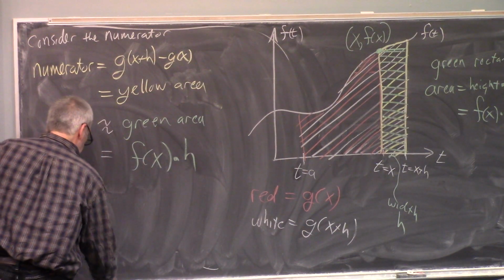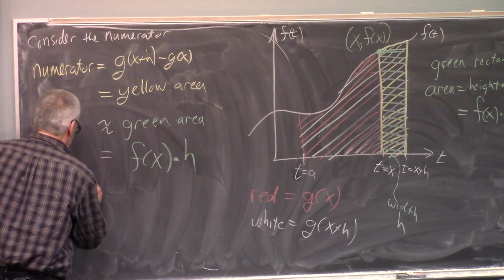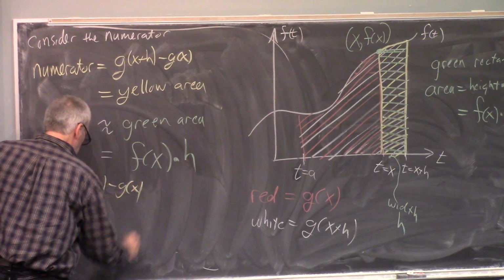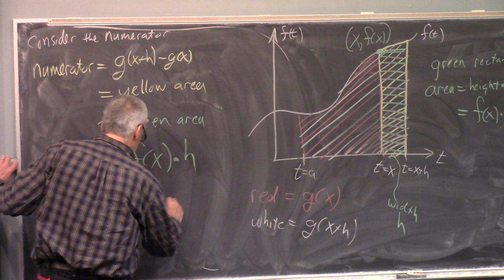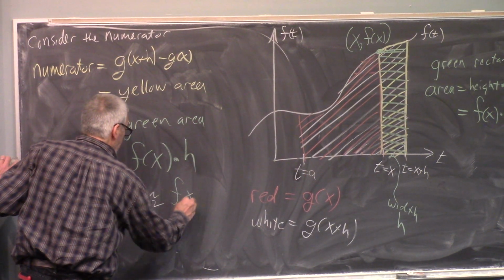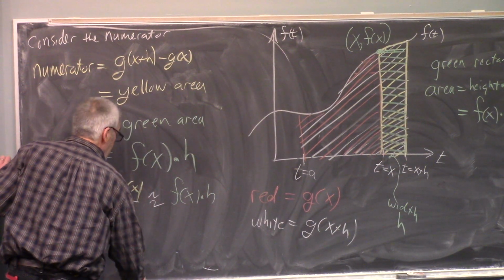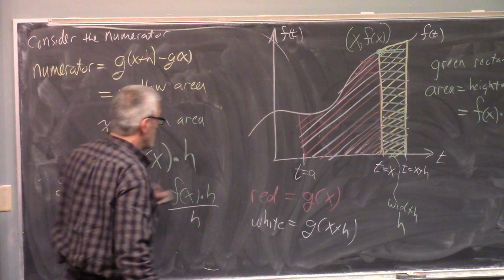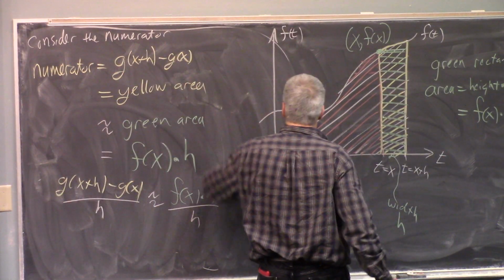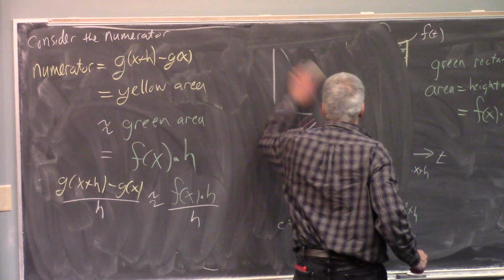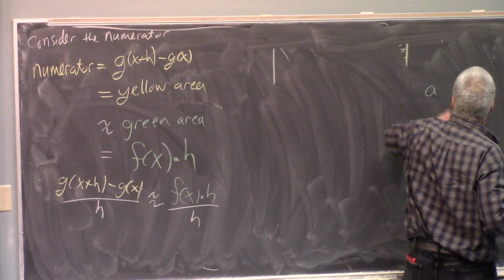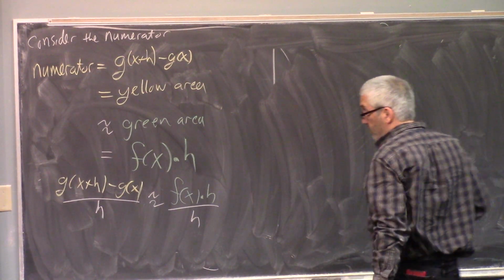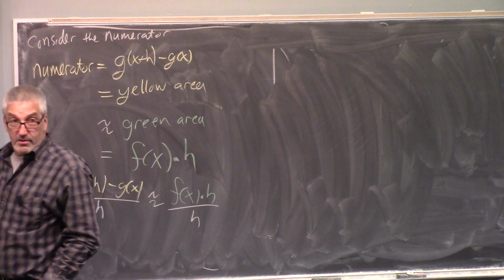So we get that g of x plus h minus g of x, all of that divided by h is going to be approximately equal to f of x times h, that green thing, divided by h. Now that ratio, it looks like you could cancel h, but we have to make sure we know that h is not 0. Well, remember, we are considering the limit as h approaches 0. So that tells us h is not 0.